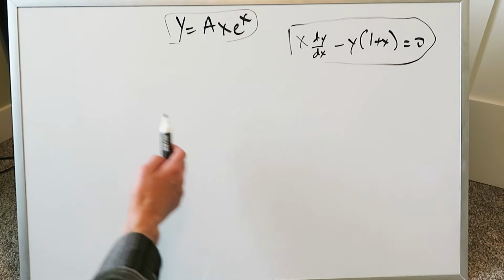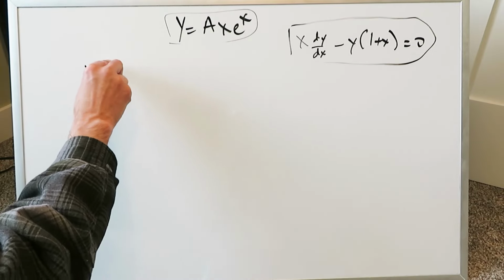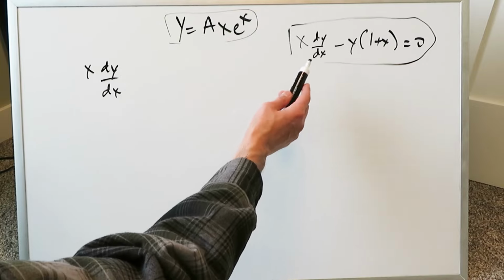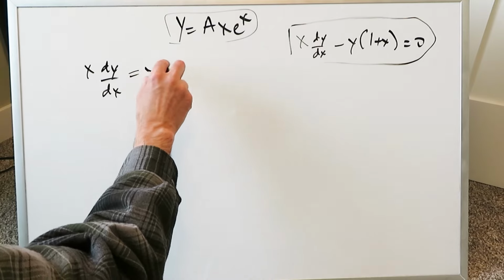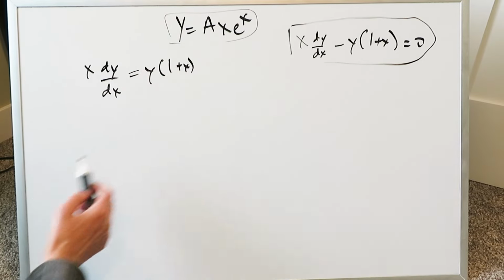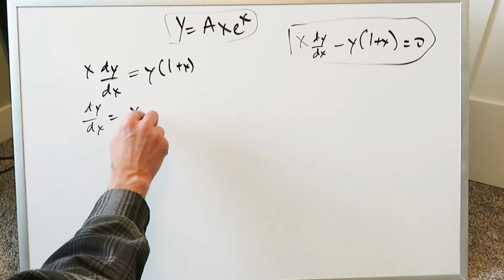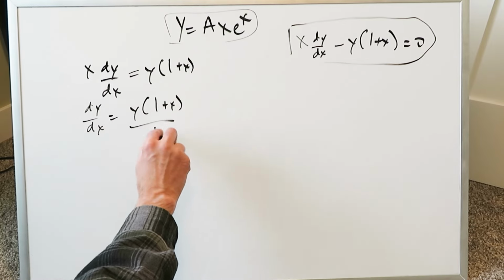When you're looking at the differential equation, what's the first thing you want to do? Let's start with x dy over dx. Take everything onto the other side. I have a 0, but then that y times (1 plus x) ends up on the other side. Take the x to the other side. dy over dx is equal to y times (1 plus x) over x.